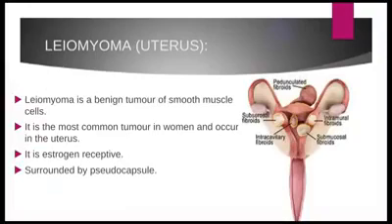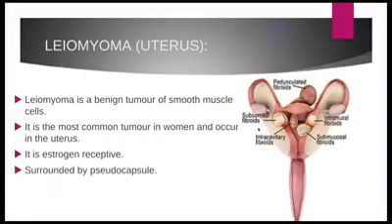Now moving towards leiomyoma. We'll discuss the leiomyoma of uterus. This is a benign tumor of smooth muscle cells. It is the most common tumor in women and it occurs in the uterus. What is the most common location? Uterus. It is estrogen receptive and surrounded by a pseudocapsule, which is not a real capsule.